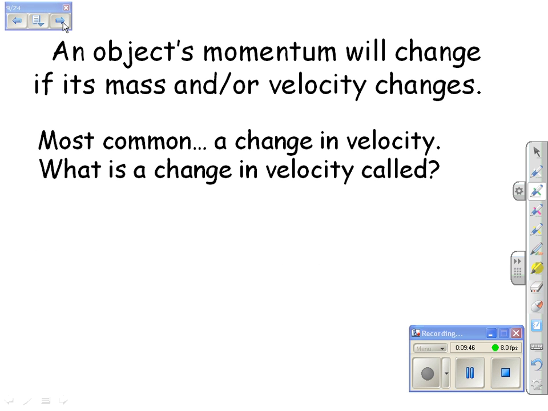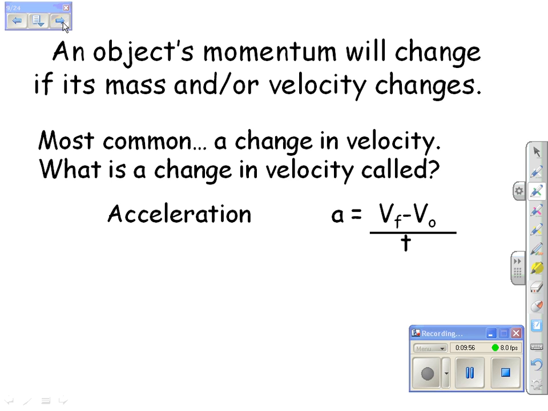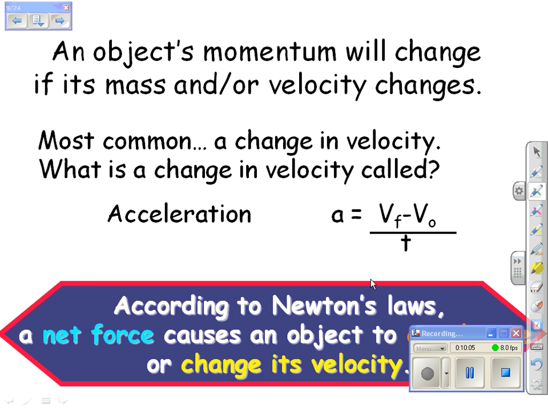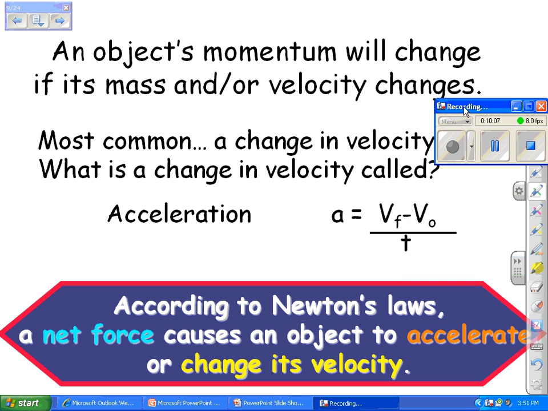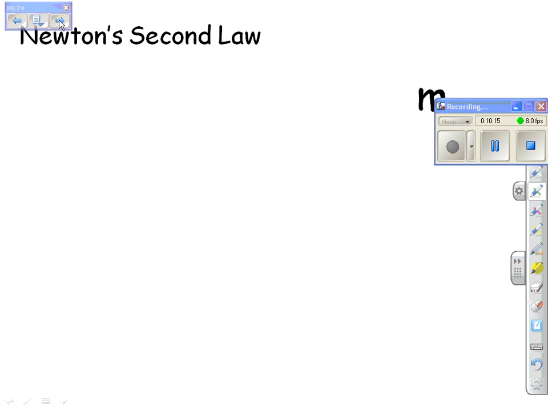What is most common is a change in velocity. What do we typically call a change in velocity? Can anybody remember? Come on, somebody say it out loud. It would be acceleration. If you said acceleration, you are so smart. You're super smart. Okay, which we know is the change in velocity over time. All right. So according to Newton's laws, a net force causes an object to accelerate or change its velocity. So net force was a change in velocity.